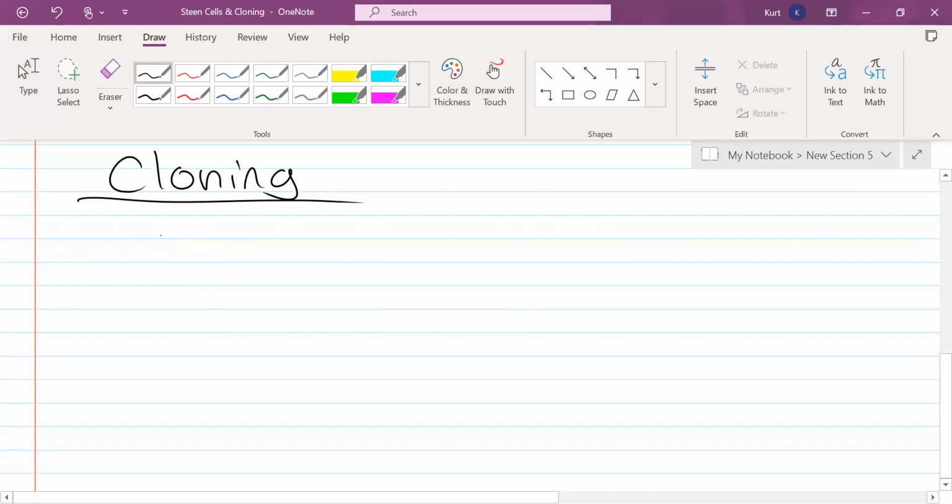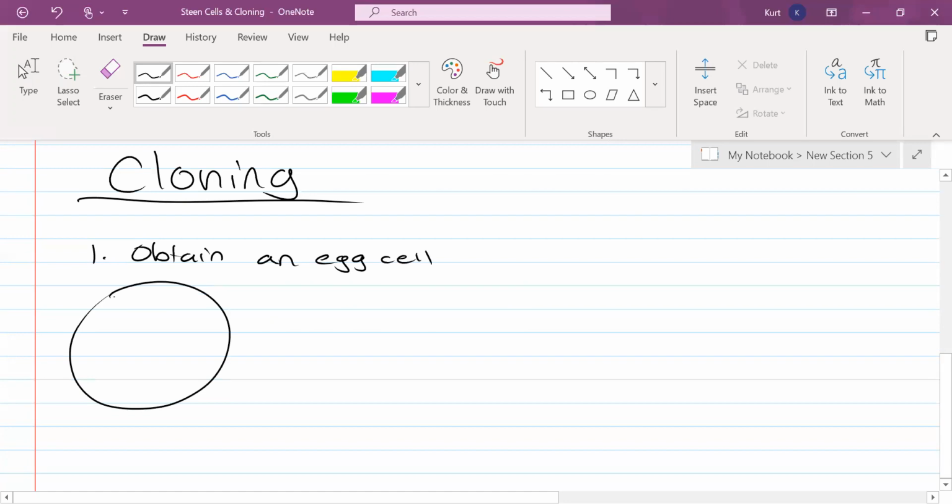Well, in order to make a clone, first off, you need to obtain an egg cell from the same species that you're going to clone. So let's say I'm going to clone Ben. Ben's a human. I need a human egg cell. So here's our egg cell from Miss Who Cares? It doesn't matter, as long as the egg cell is good. And you all said earlier that an egg cell is haploid, so I'm going to put the letter N in there, which represents haploid.